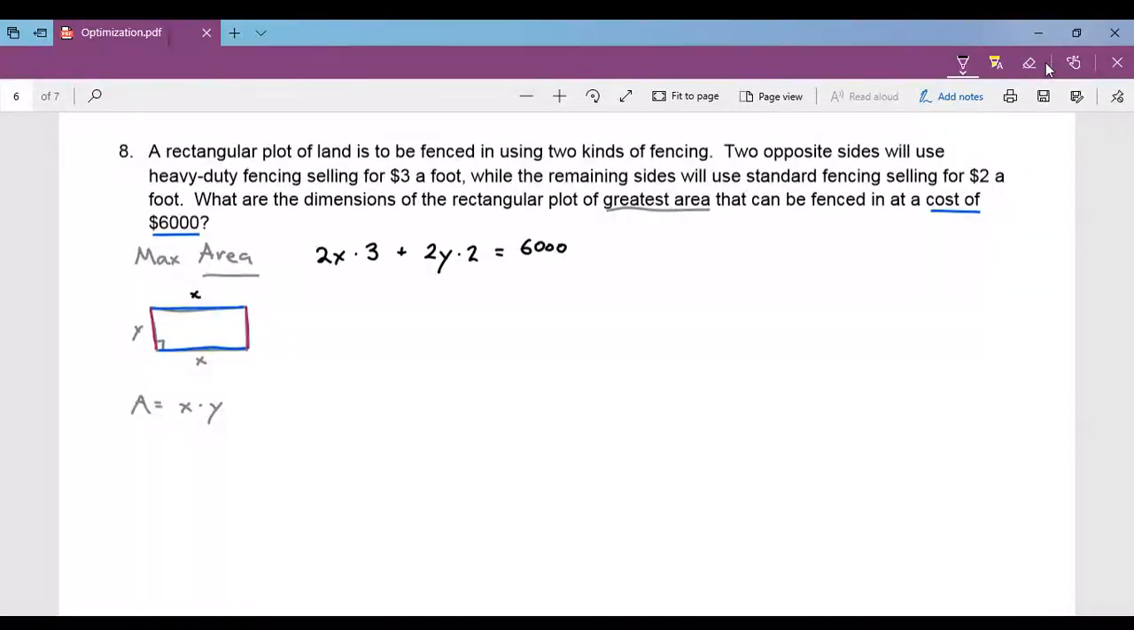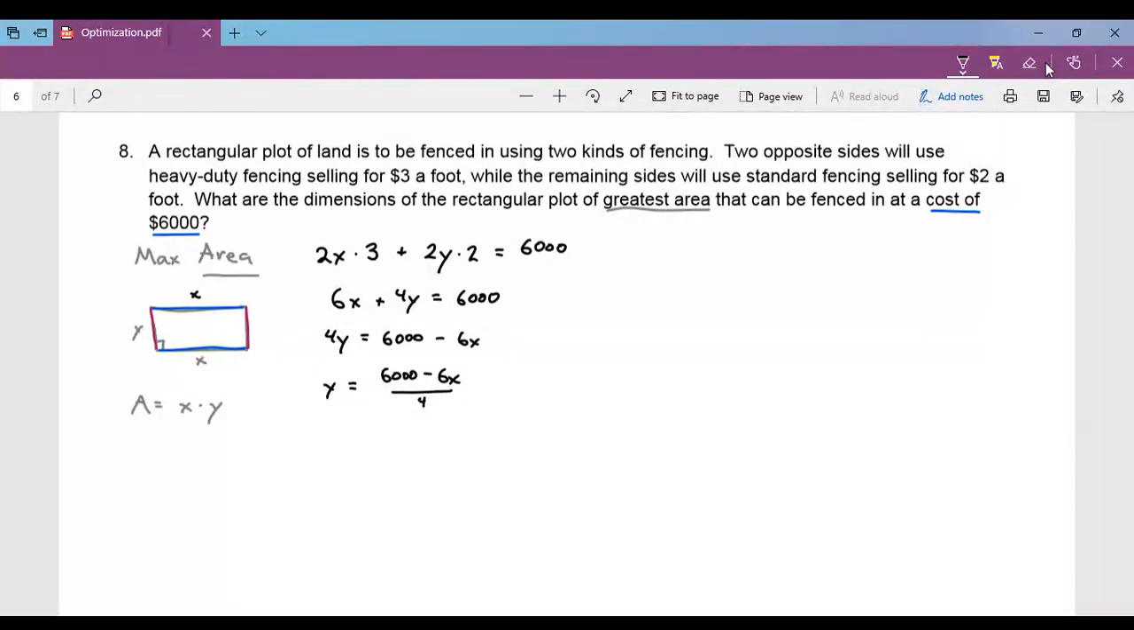So now I can spruce this up a little bit. I'm going to get 6x plus 4y equals 6,000. And now I want to solve this for y in terms of x, or x in terms of y. It really doesn't matter. It's your call. So I'll solve it for y. The first thing I do is 4y equals 6,000 minus 6x, and then I divide everyone by 4. So y is going to equal (6,000 minus 6x) over 4.